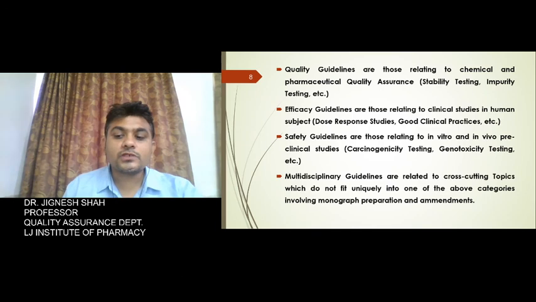The last guidelines which come in the ICH segment are the multidisciplinary guidelines. They are related to cross-cutting topics which do not fit uniquely in quality, efficacy, and safety, but are totally different topics, such as preparation of a monograph, identifying specific contents of the monograph, and amendments of the monograph with respect to quality or assay procedures or impurity profiling. Such information is given in the multidisciplinary guidelines.